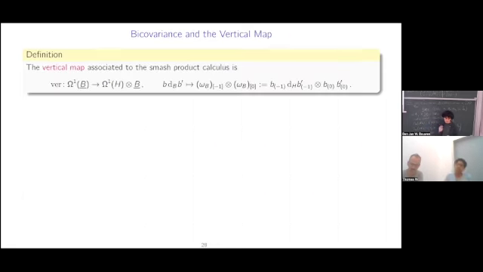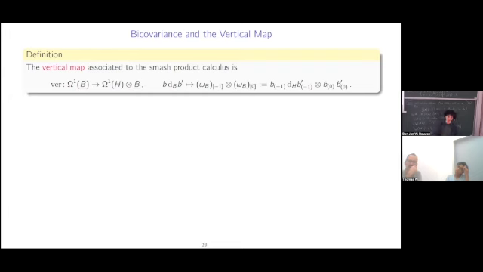Let's see. We define the vertical map associated to the smash product calculus in this way. That's a very weird map. We have a map that starts from omega 1 B and lands inside omega 1 H tensor B. And we will use this square brackets notation to denote how the vertical maps look. In the end, if you think about it, it's not so complicated if you are familiar a little bit with differential calculi on Hopf algebras.